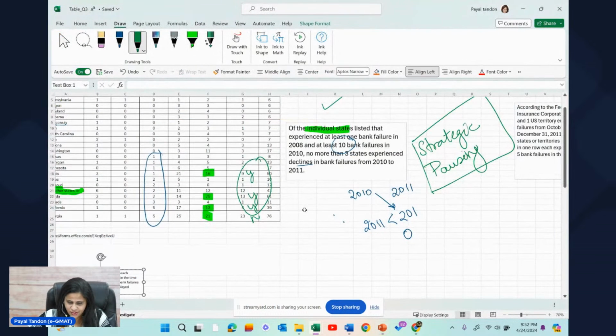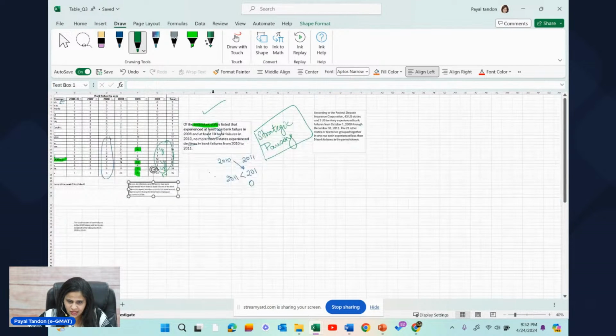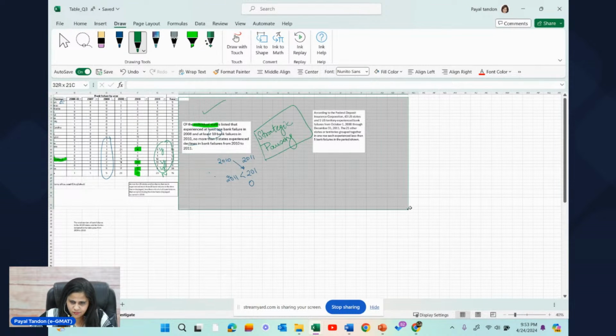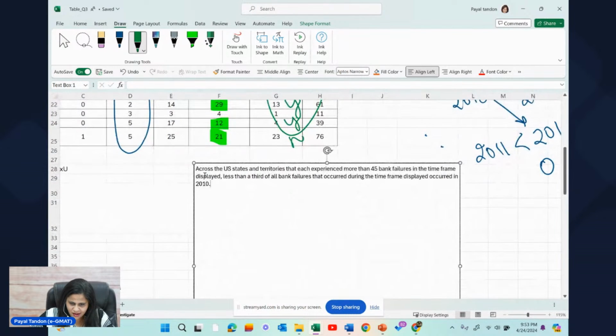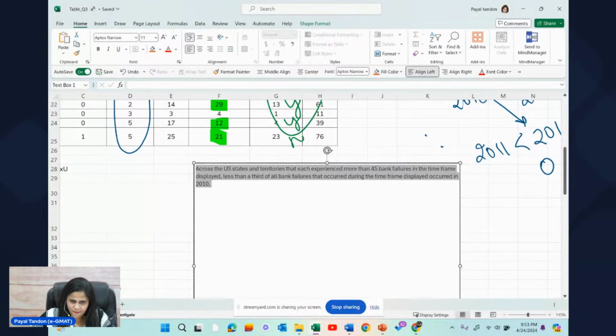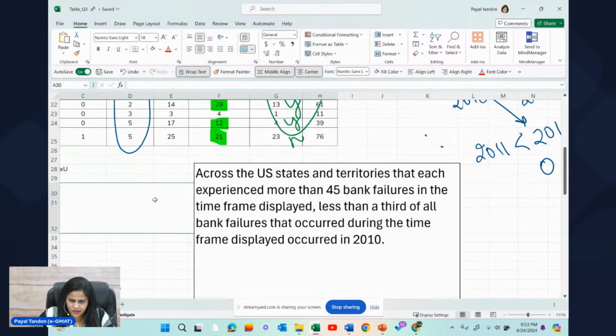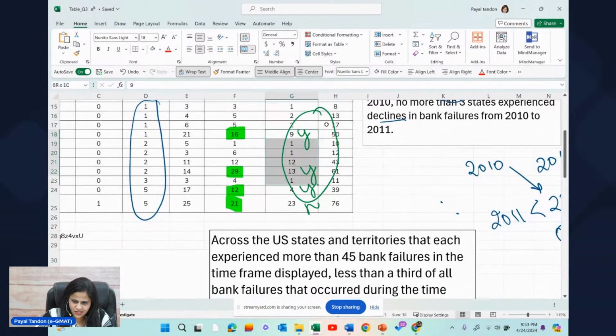Across the United States, this is the second question. So I'm going to move this here. Okay, Excel doesn't work the way a whiteboard does. All right, so let's get rid of all of this annotation.